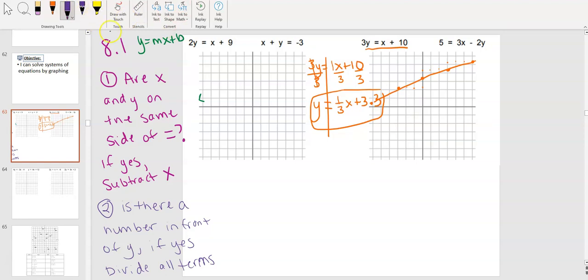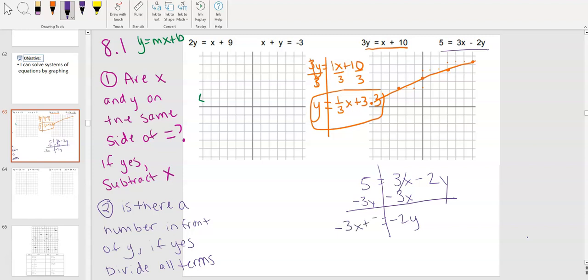Okay, let's do another one. I'm now going to do the 5 equals 3x minus 2. So that's this equation on the right. I'm going to ask my questions. Are x and y on the same side of the equal sign? No. Oh, wait, where's my y? Yes, they are. They're on the same side. So that means I need to subtract my x or get rid of my x. So I'm going to subtract 3x from both sides. And that's going to get me -2y equals -3x plus 5.